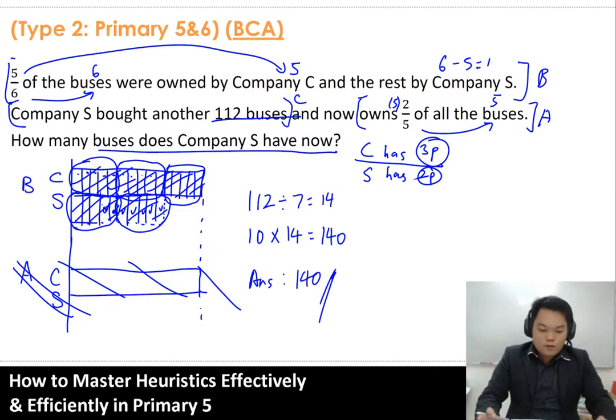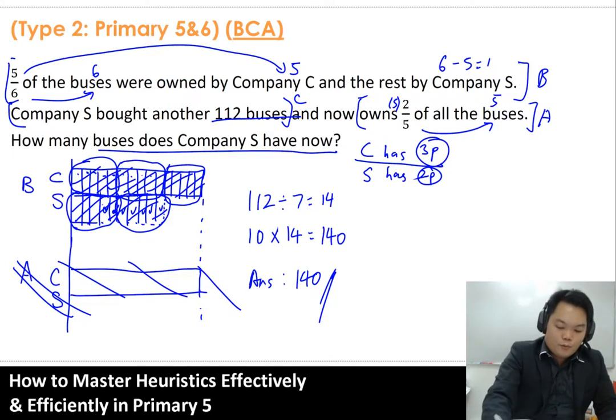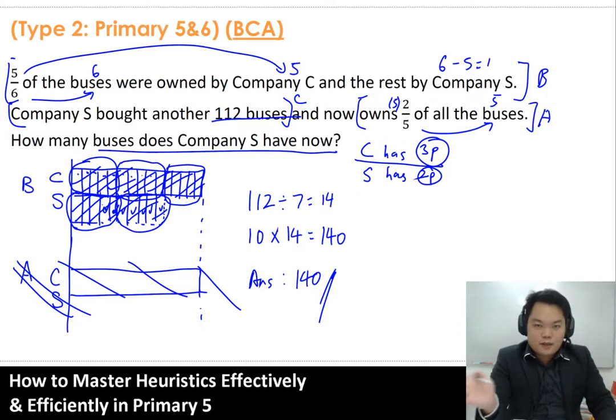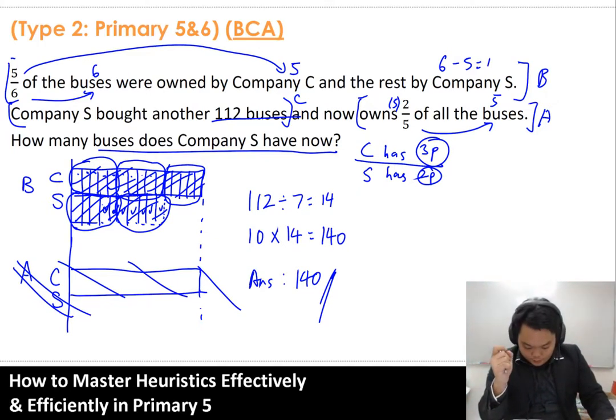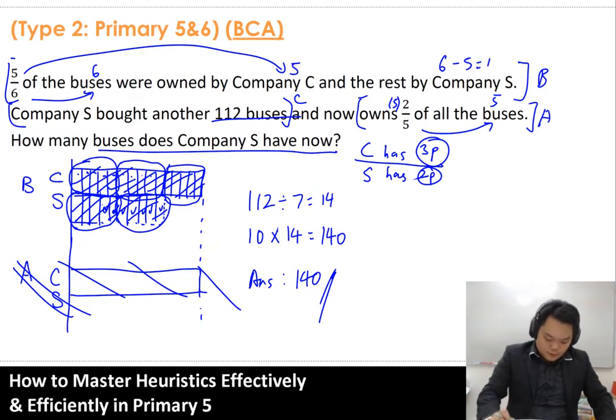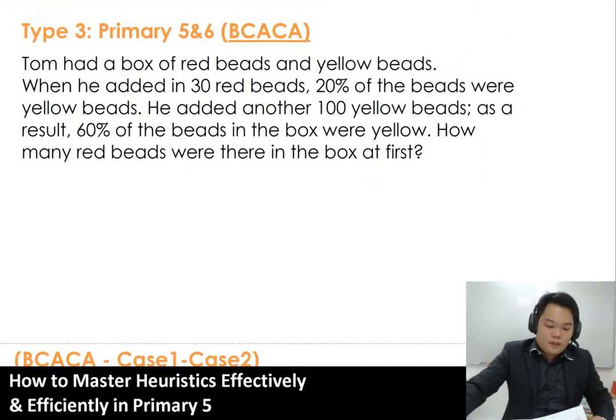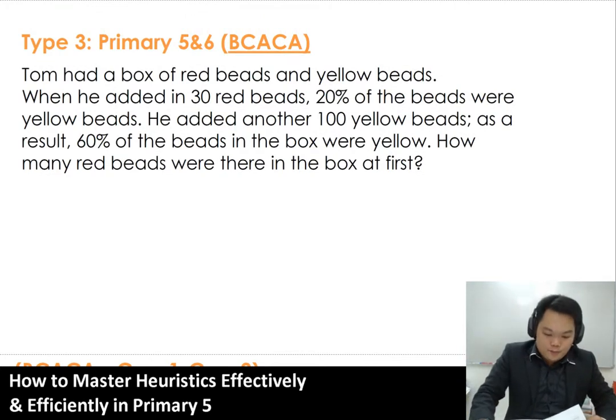Okay, still quite manageable. The hard part came when the numbers became a bit unfriendly. Okay, and at P5 by right, this should be considered easy for them later on in the year. Now number 3, type 3 is a BCA problem. It is a higher order thinking skill problem.